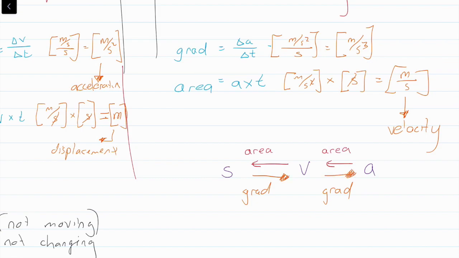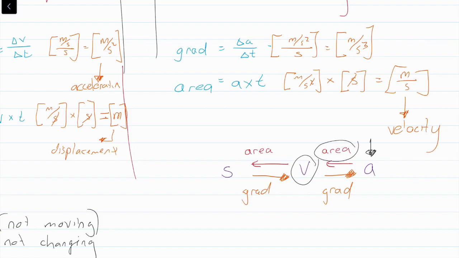Okay, so if I start with my velocity time graph and I want my displacement, then I follow the arrow, so I need to calculate the area. If I start at the velocity time graph and I want to calculate the acceleration, then I follow that arrow and I use my gradient. Okay, similarly, if I start at my acceleration time graph and I want to calculate my velocity, I follow the arrow and I use my area.